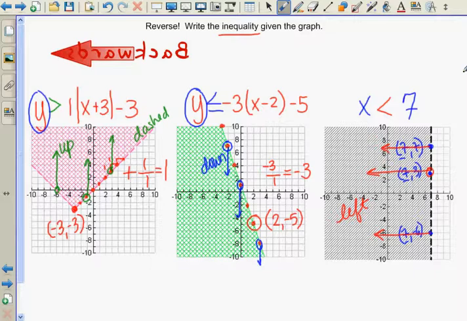And again, the only time I ever want you to think left and right is when it is just a single x. If it's a y, we're always thinking up and down to decide our shading.